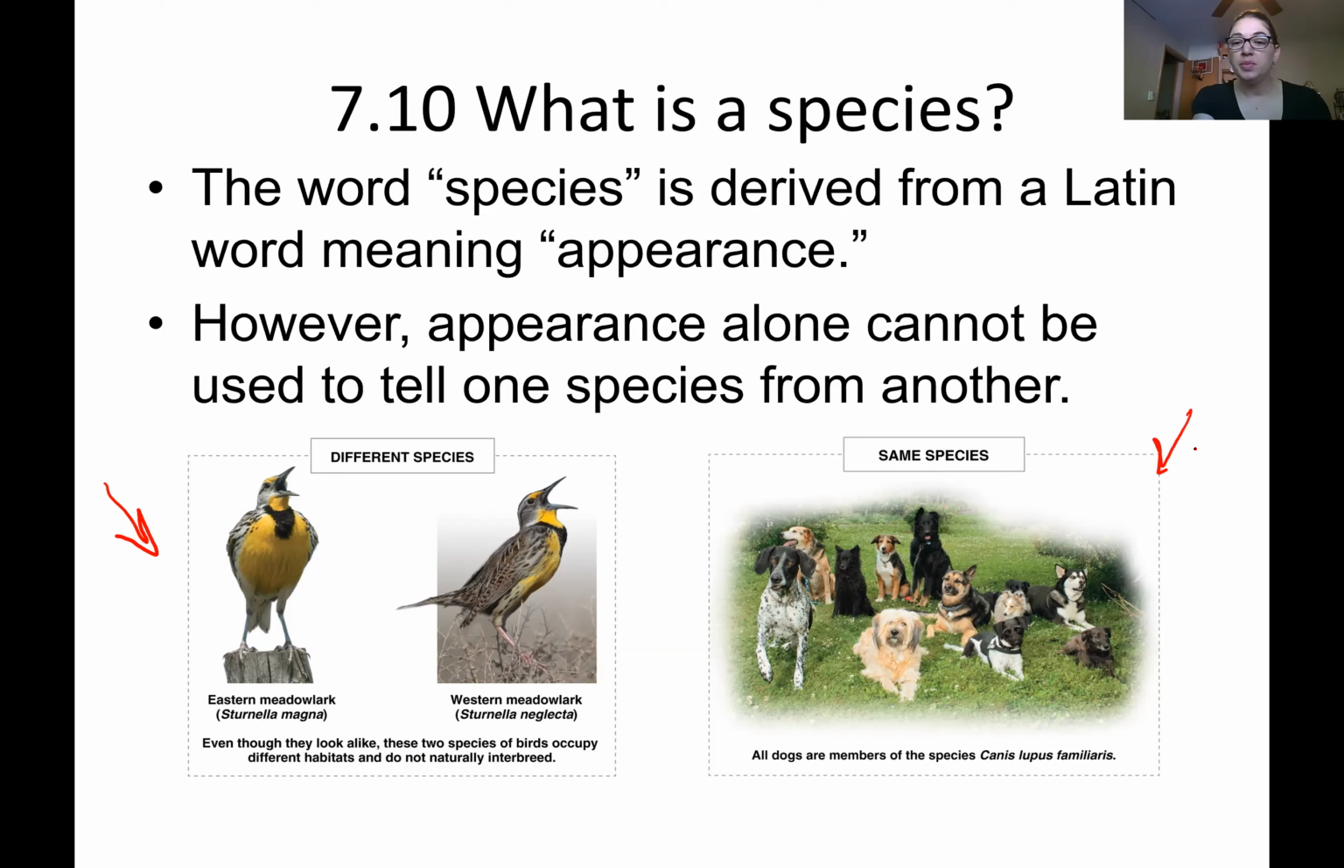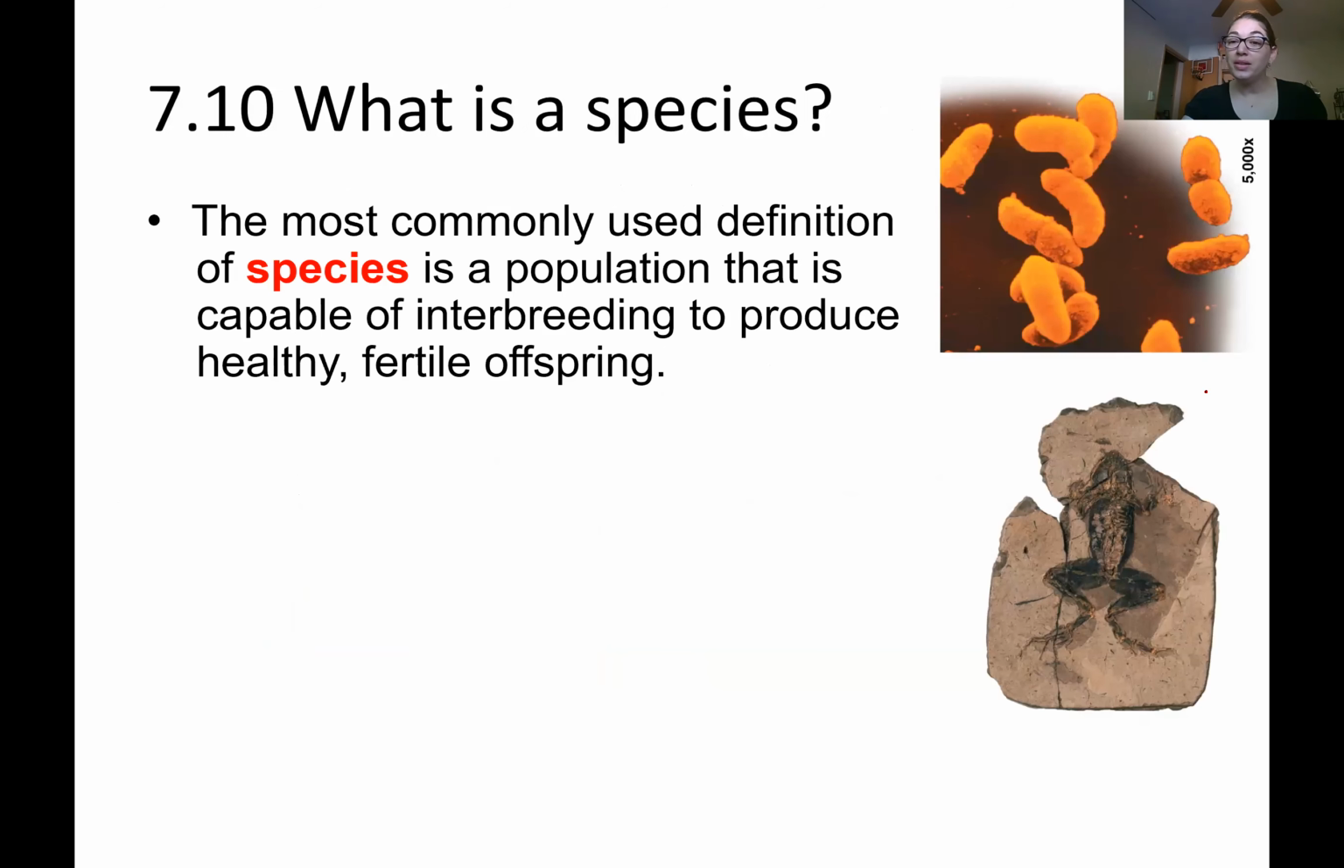Over here in this picture, we have a bunch of different varieties of dogs. They are all the same species. They look different, they're different breeds, but they're still all dogs. Okay, so what is a species? The most often used definition is that a species is a population that is able to interbreed and produce healthy, viable or fertile offspring.